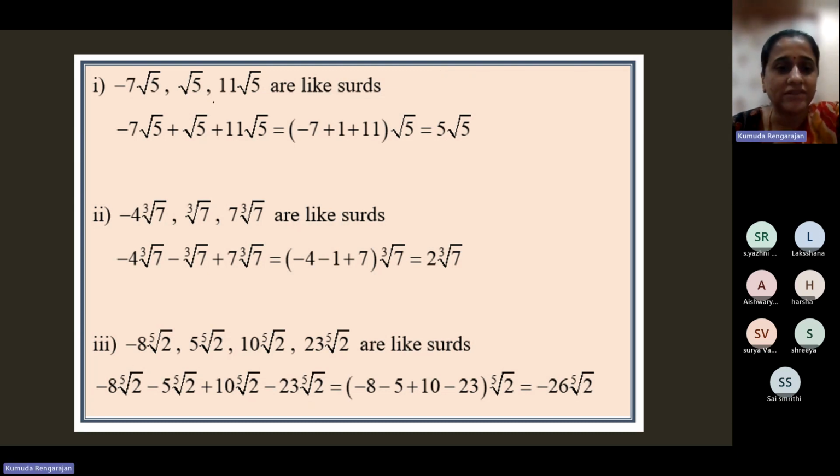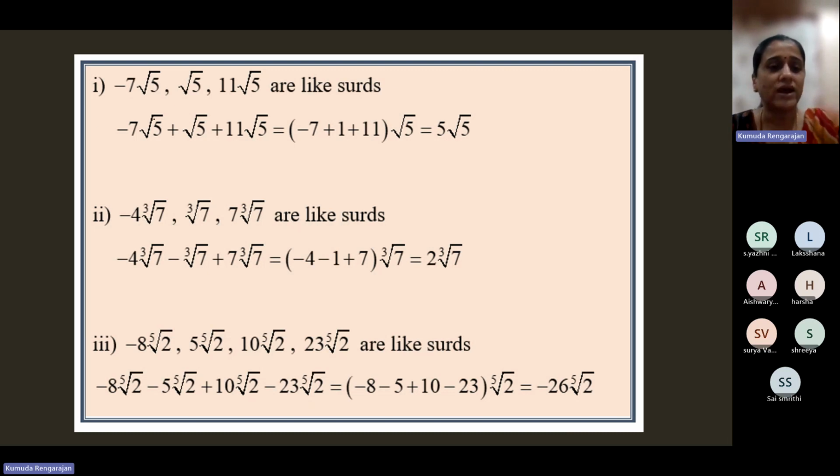Okay, so if you have to add them, you can see the connecting sign. I've used a plus sign. Here I've just separated the terms with a comma. So now you know they're like surds and you want to add them, so connect the terms with a plus sign. So minus 7 root 5 plus root 5 plus 11 root 5. You can add them.